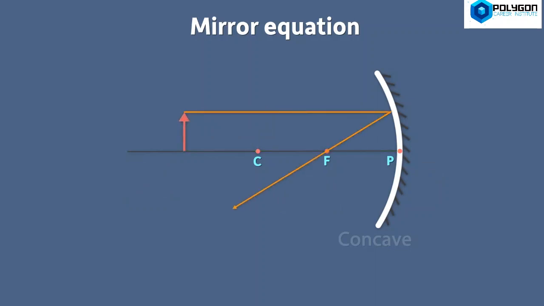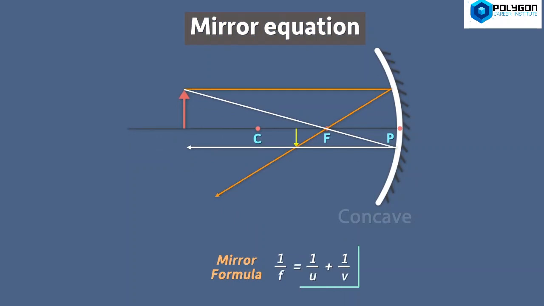We draw our usual diagram to get the image, which is of course a real image. So what is the mirror equation? Well, let me just write it down first. 1/F = 1/U + 1/V. What do these three letters symbolize? They're nothing but distances between points.